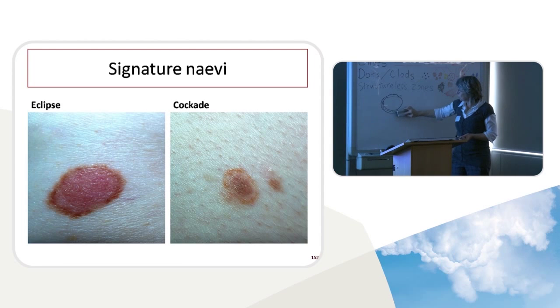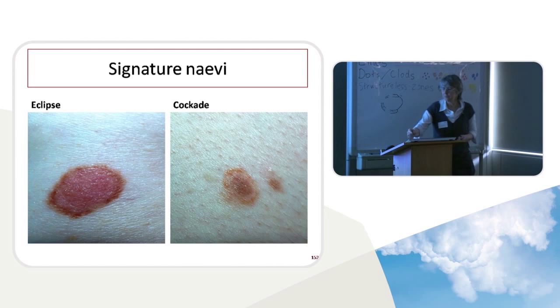And you can actually also have interruptions, like that. The cockade nevus is seen in the same people. So people who have eclipse nevi have a cockade nevus too. And it really just means that it's got another bit in the middle.